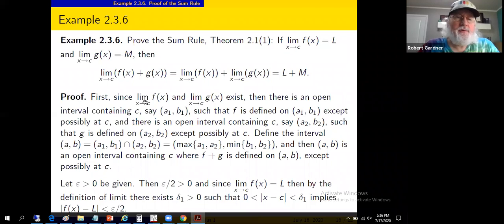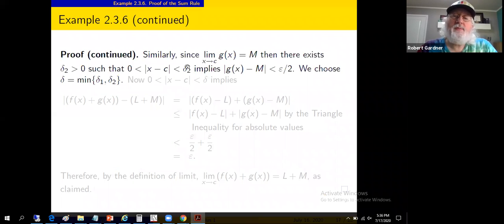They also told us the limit as x approaches c of g of x equals M. Okay, so we don't have to find a delta 2. We just know one exists because we know the limit exists. Definitional limit. So next page, same thing, but for the g function. Similarly, since the limit as x approaches c of g of x equals M, there exists a delta 2 such that when the absolute value of x minus c is greater than 0 and less than delta 2, then the absolute value of g of x minus M is less than that little positive number. Let's use epsilon over 2 again.